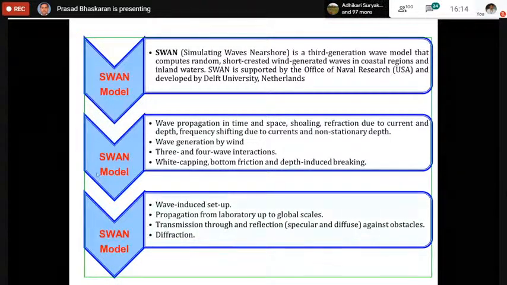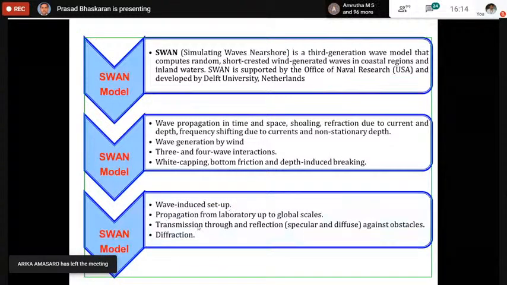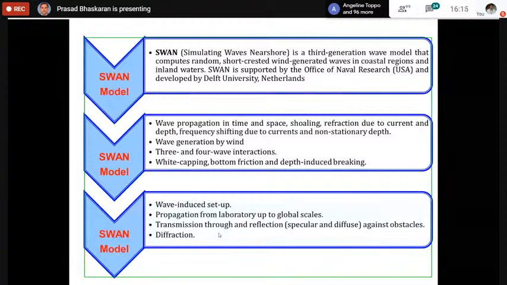And SWAN is basically a robust model. If you see SWAN, there are so many functionalities as what you see in this slide. You can estimate the wave induced setup. You can also find out the transmission through obstacles. You can study diffraction. Many processes can be understood.